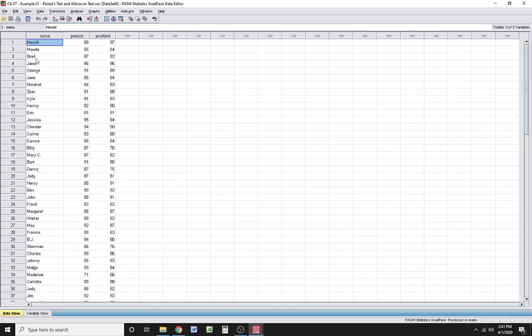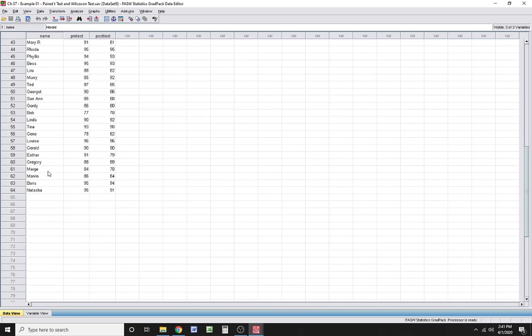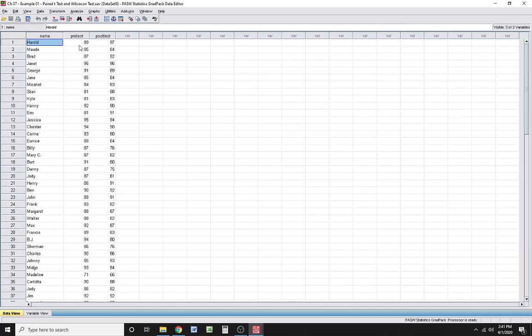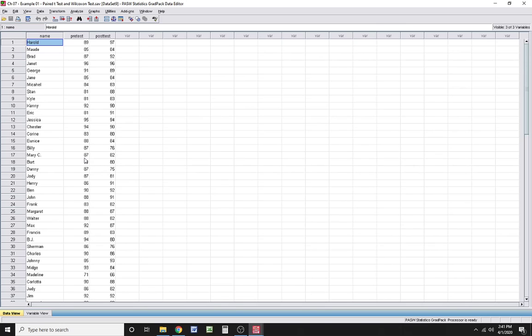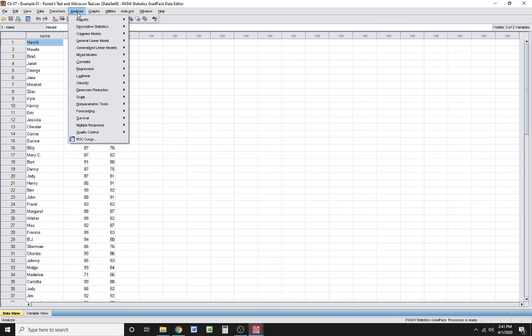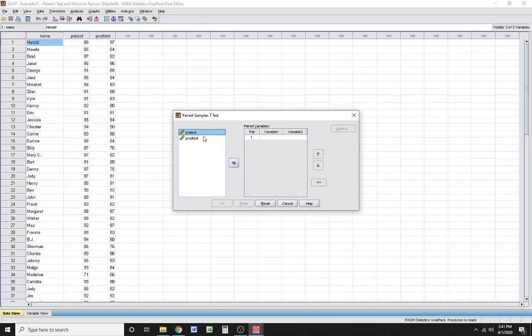Here's SPSS. We have the names of all our participants right here. It could have also been a number or a code. And we have their pre-test scores and their post-test scores. Each one is its own column. So to analyze this, we go up to where we always do, Analyze, Compare Means. But over here, this was where your independent samples t-test was, but now we're going down here to Paired Samples t-test. So all we have to do is put these two variables into these two slots.